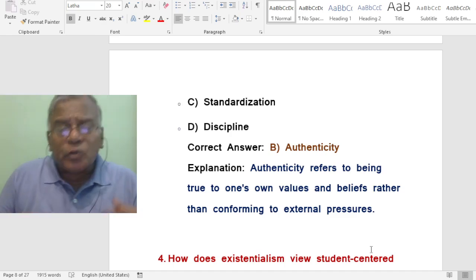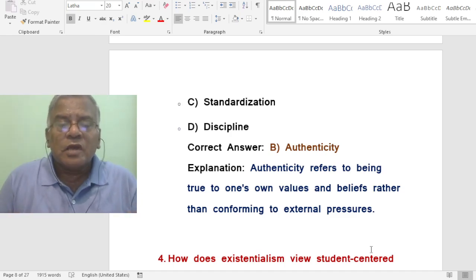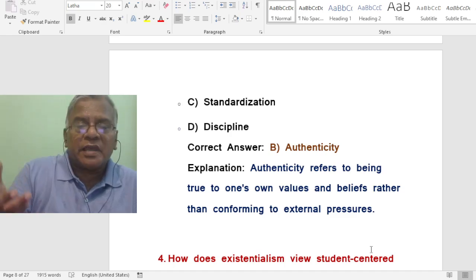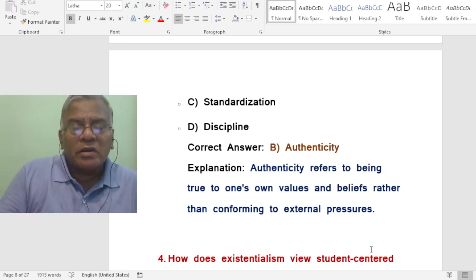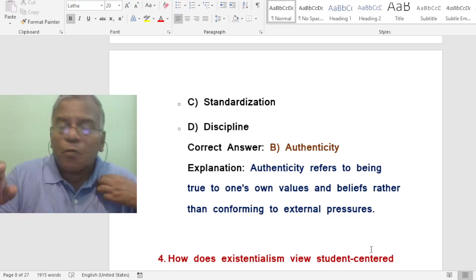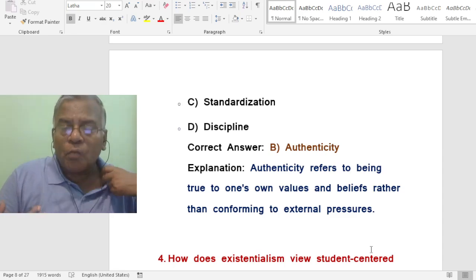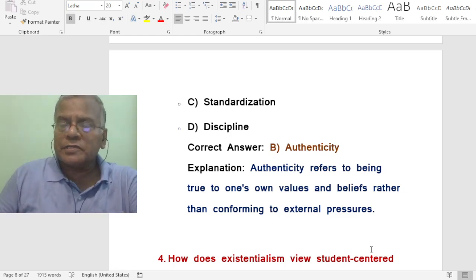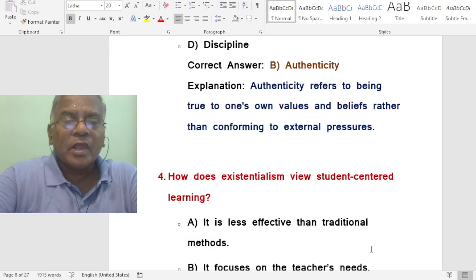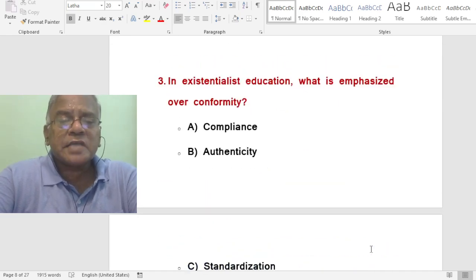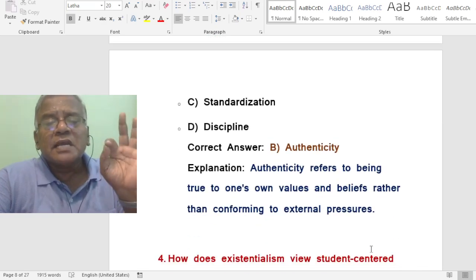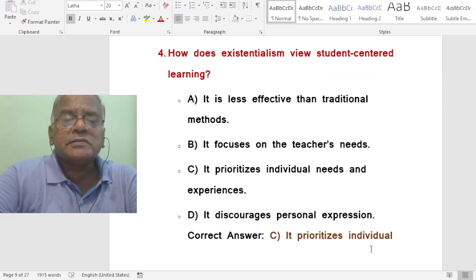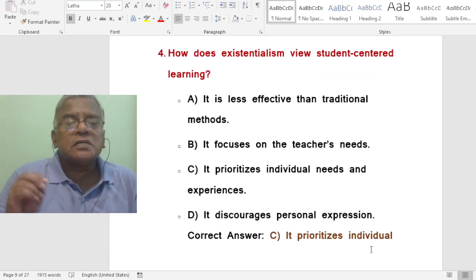Authenticity refers to being true to one's own values and beliefs rather than conforming to external pressures. Just because others say, he need not follow them, or he is not subject to the opinions of others. He keeps his own opinions, values, beliefs, and that way he is authentic to himself. He is true to himself. That is the idea here. So what is the question? What is emphasized over conformity? Authenticity is emphasized over conformity.